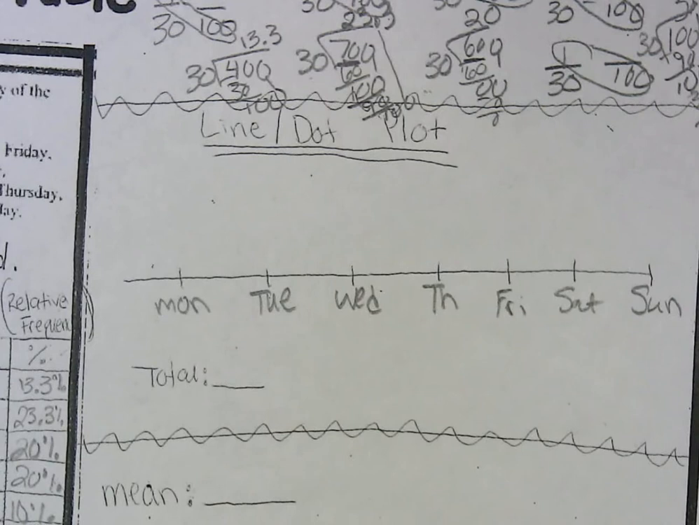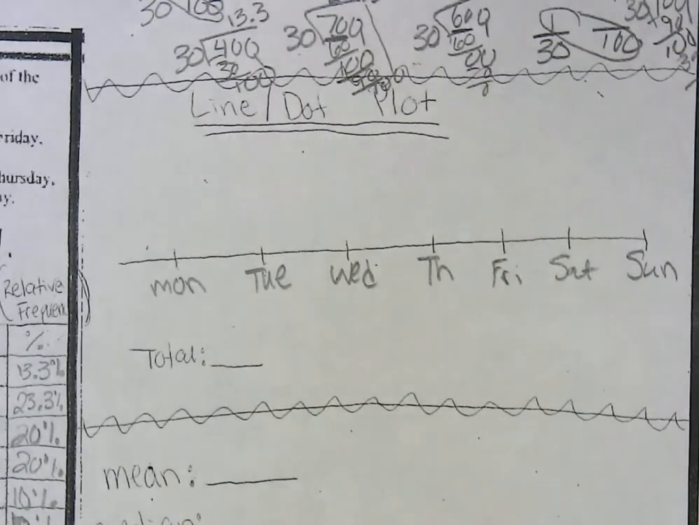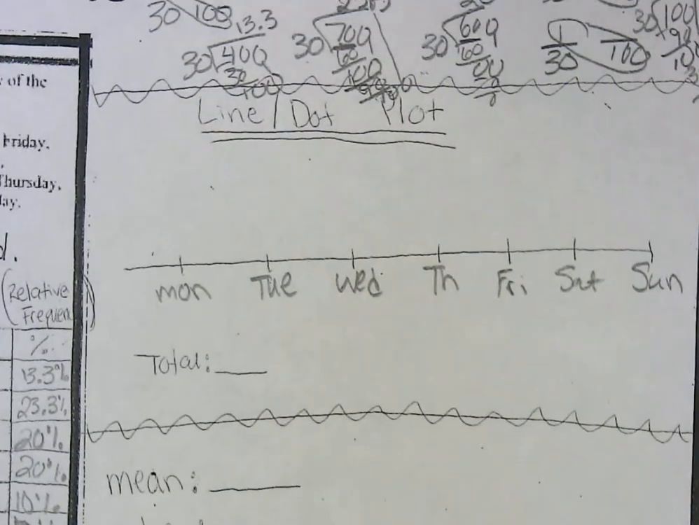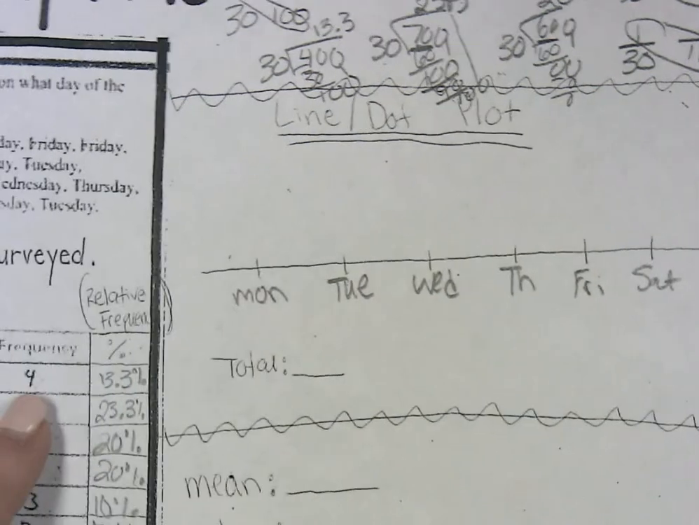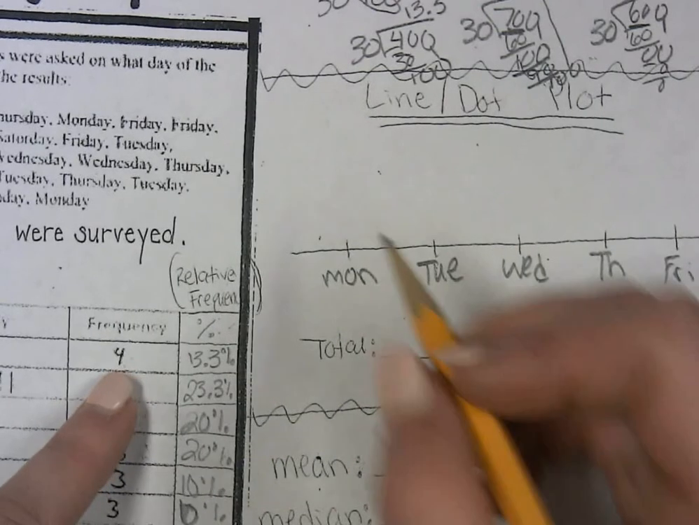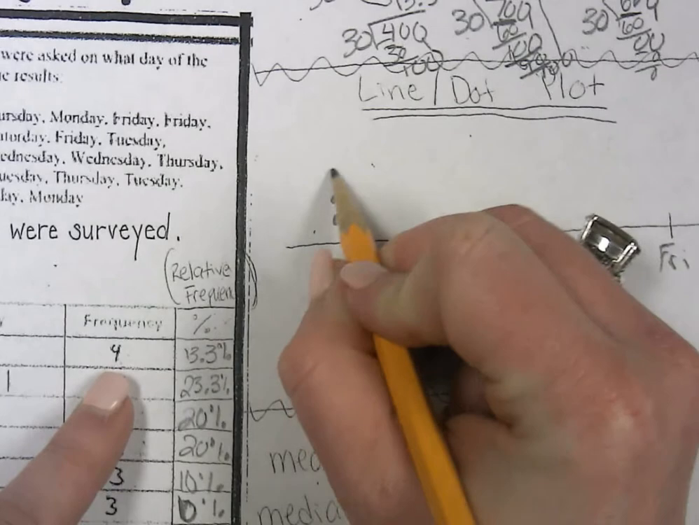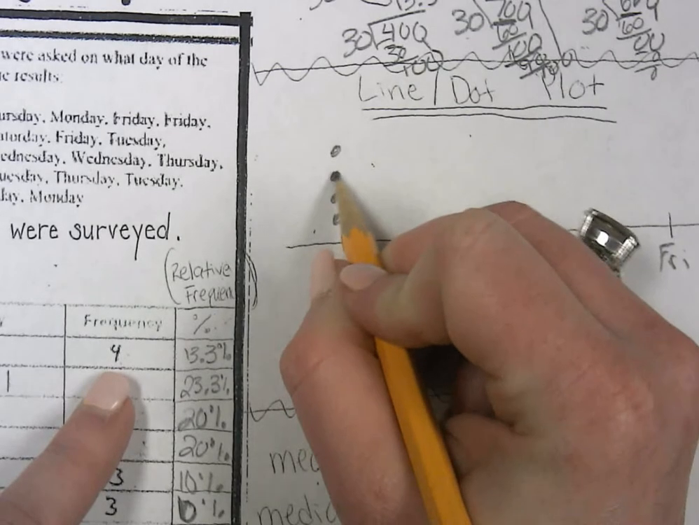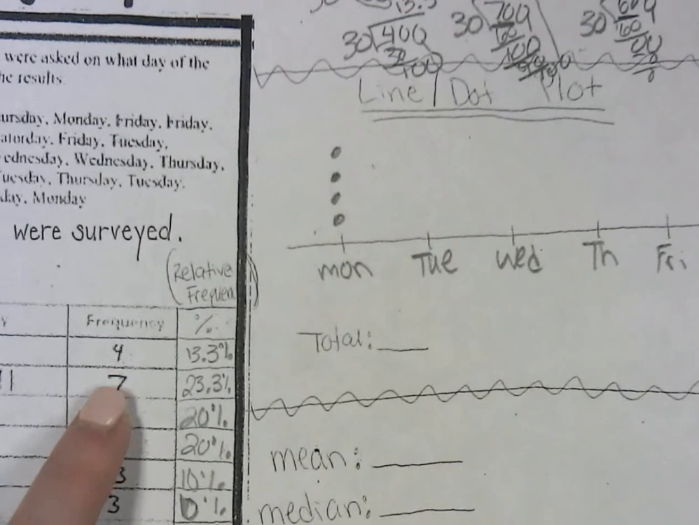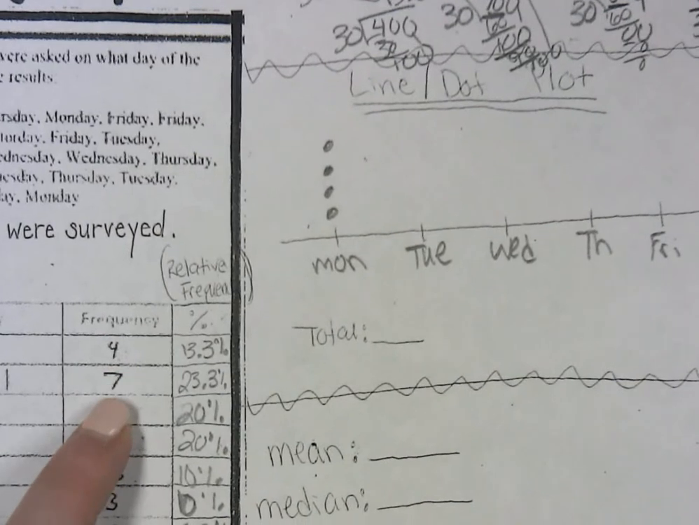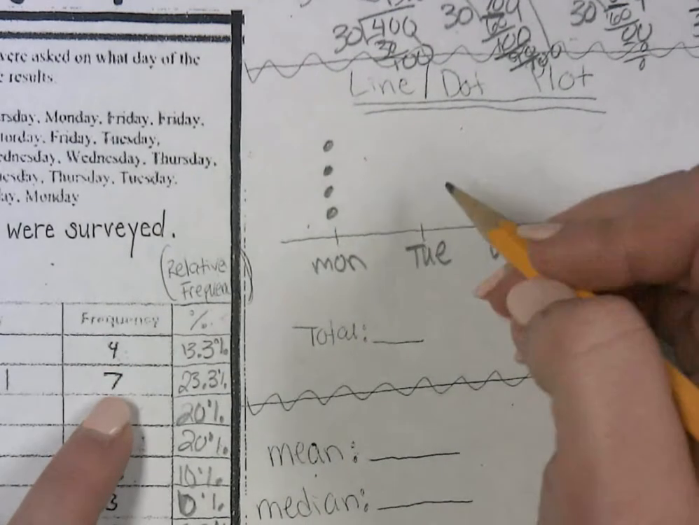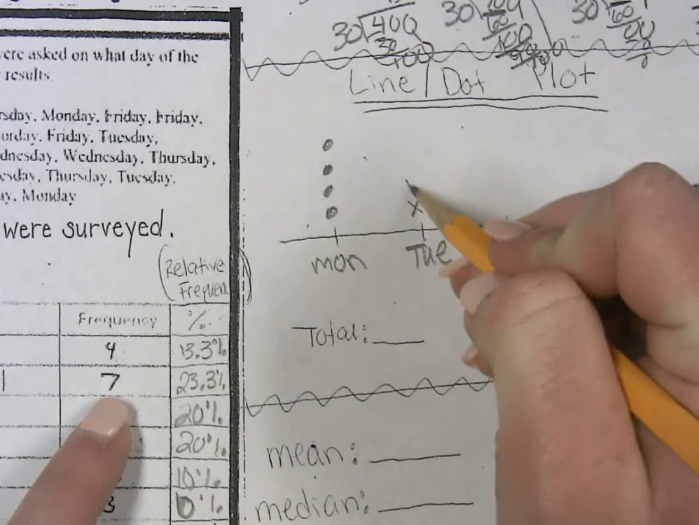We're going to look back to our frequency table. How many people were born on Monday? How many people? Not percent. How many people? They just said 4, right? So if you want to make dots, we'll make 4 dots representing 4 people. For Tuesday, 7 people. So you can do dots or you can do X's, either one. We need 7 of them.